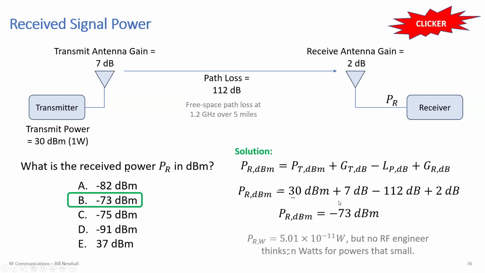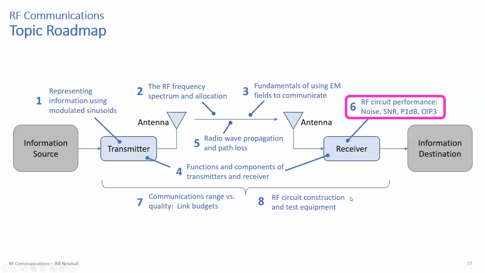All right. Let's take a look back at the topic roadmap. We just talked about radio wave propagation and path loss, and how to estimate the amount of power that is seen by the receiver out of the antenna. Now let's talk about RF circuit performance. We're going to talk about noise and noise figure, signal to noise ratio, and these other metrics that are often used to characterize circuits and systems.